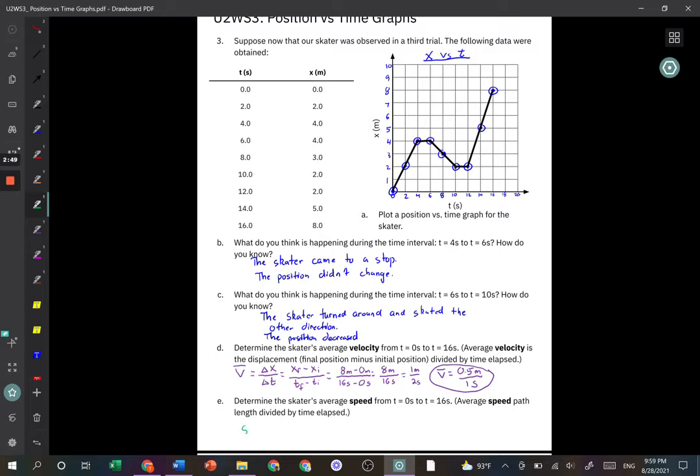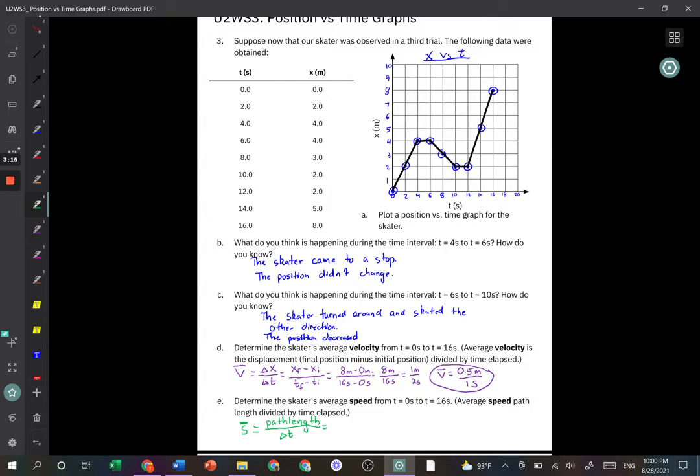So our speed, we can represent with a letter S for right now. And if this is our average speed, I'm going to put that line above it, just like what we did for average velocity. Now the difference here is that we're looking at something called the path length. This is the length of the path traveled over our change in time. So for our path length, we're going to see just how far this skater traveled.